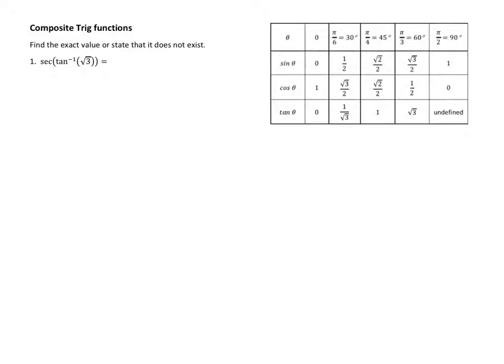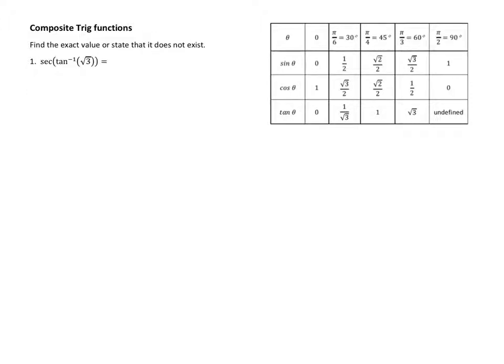Okay, let's look at composite trig functions. I've chosen a couple examples to work for you just to help show you how to approach these problems. So let's look at the first one. We want to find the secant of tangent of inverse of square root of 3. As you see, we've got parentheses. The way to approach this is we want to work inside the parentheses first and then go from there.